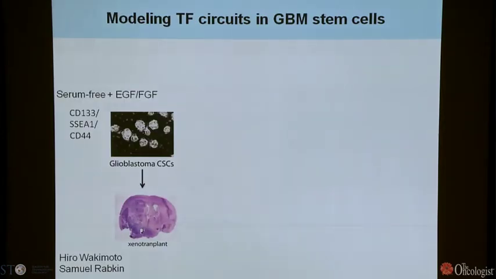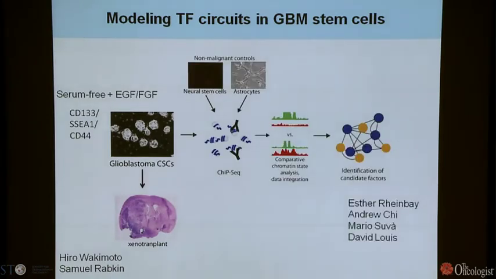Okay, so I want to shift gears now and talk a little bit about some studies in the lab by a number of my colleagues. Actually, a collaborative study with Hiro Wakimoto, Esther Reinbay, Andrew Chi, and Mario Suva in pathology, where we're now looking at adult glioma. So I told you that a big advantage of the Wilms tumor is we had a clear field of these blastemal cells that we could study, a homogeneous population. This is clearly not the case in brain tumors.